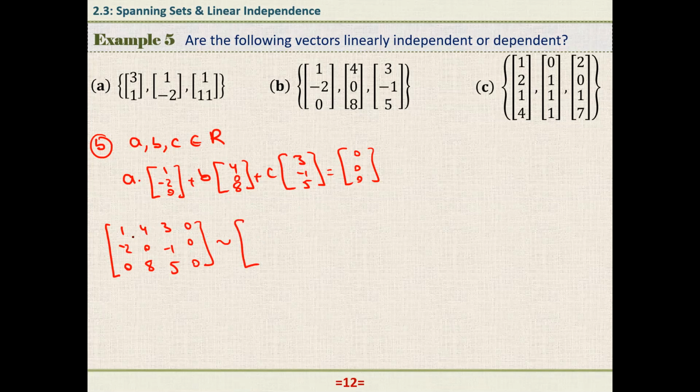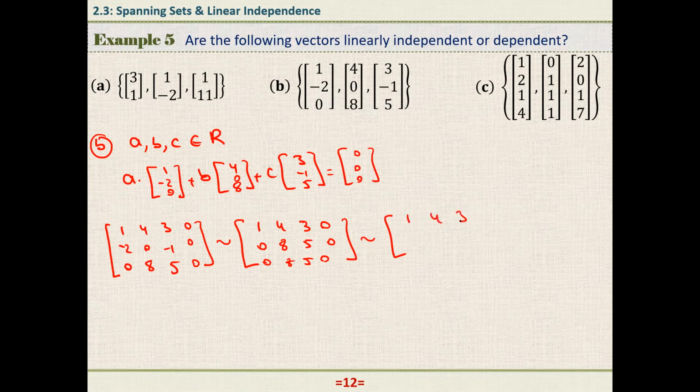Okay. So now here multiply the first row by 2 and add to the second row. Here we have 1, 4, 3, 0. 2 plus negative 2, 0. Here we have 8 plus 0, it is 8. And 6 plus minus 5, it is 5. So here we have 0. And here we have 0, 8, 5, 0. As you see here, the second and third rows are exactly the same. If you just multiply the second row by negative 1 and add to the third row, it is equal to 0.